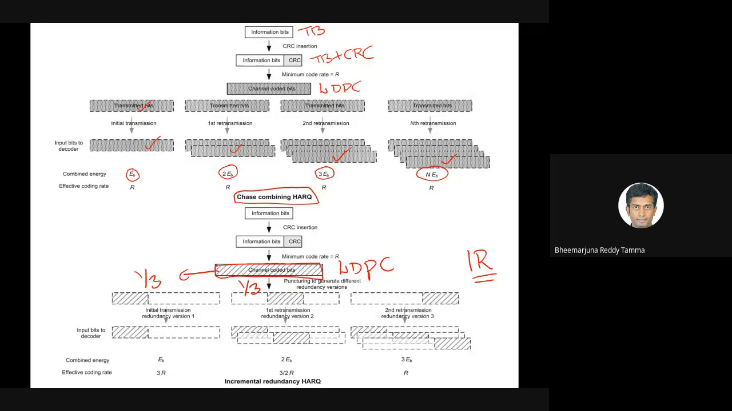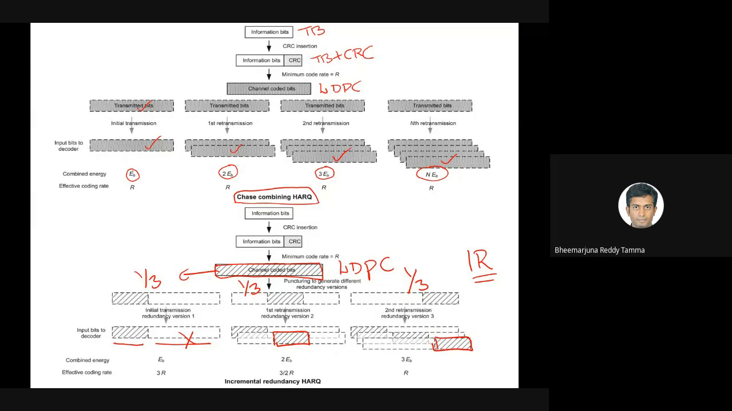And even if the second transmission also is not helping, even after soft combining, you transmit the third part of the original LDPC code that you generated. So that way, originally you received this part and this you have not even transmitted. In the second case, you are transmitting this part of the original LDPC code, and in the third attempt, this.